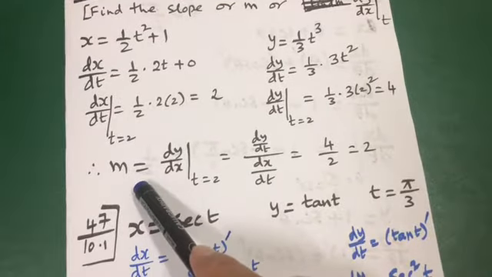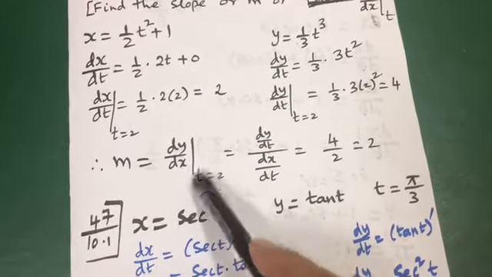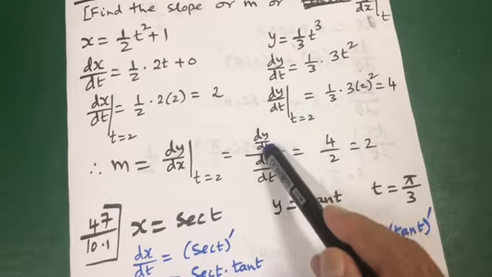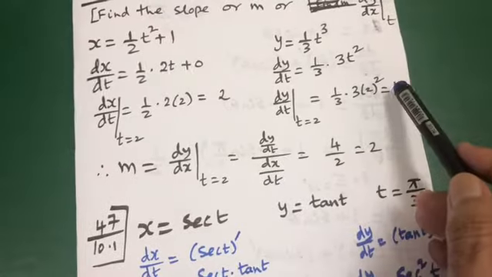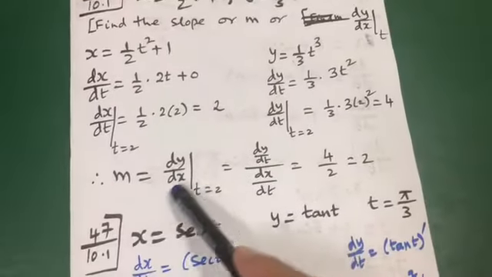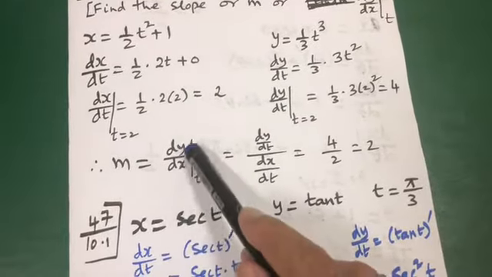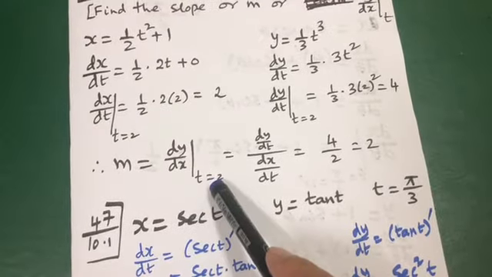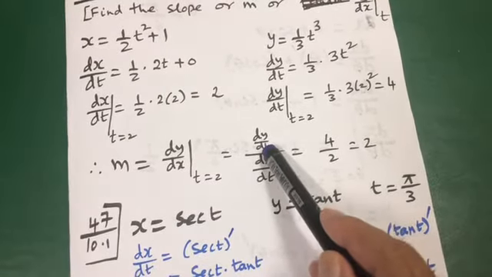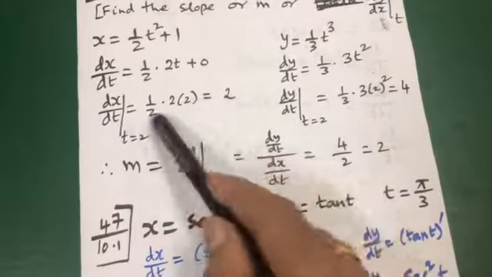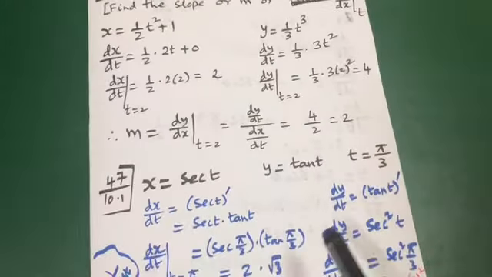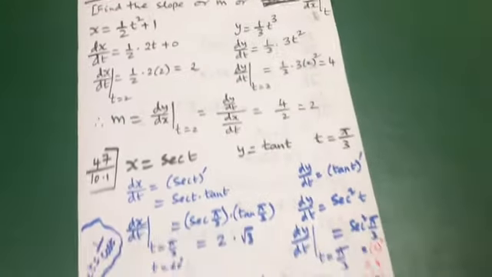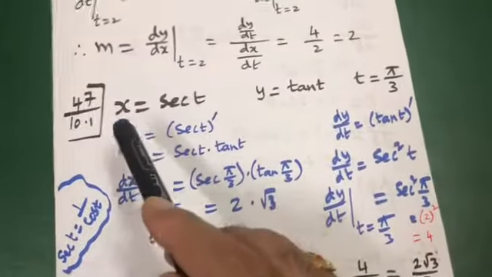So we want to find the slope, m is equal to dy over dx, at t is equal to 2, dy over dt over dx over dt. So 4 over 2, which is 2. Let us do one more problem.